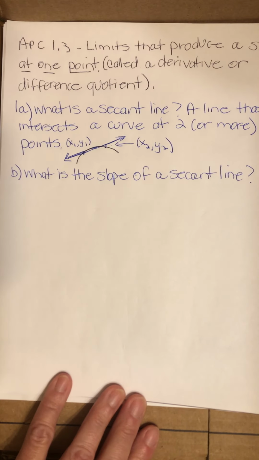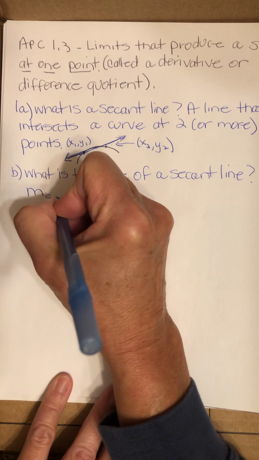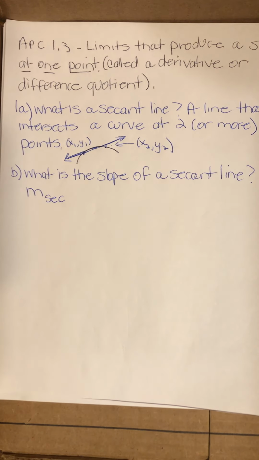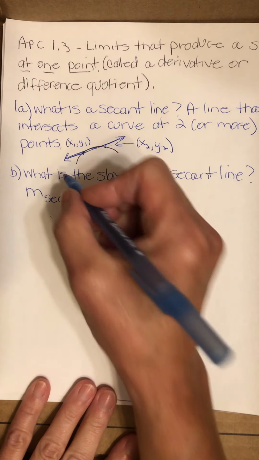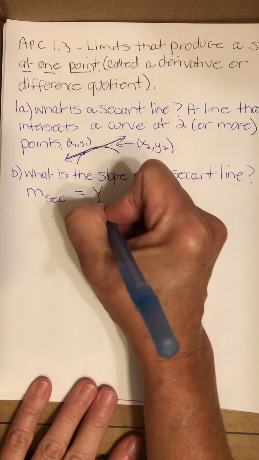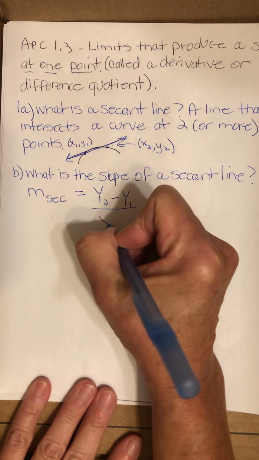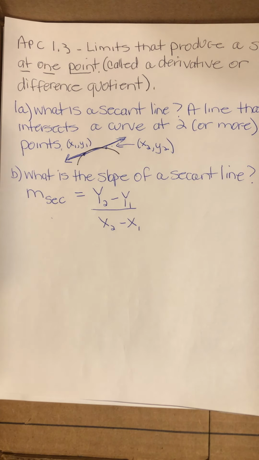Well, it's simply the formula that you have heard forever, M, and we're going to put a little SEC below it for secant line, and we call that a subscript. The slope of a secant line is, how many times have you heard this? y2 minus y1 over x2 minus x1. Isn't calculus easy so far?